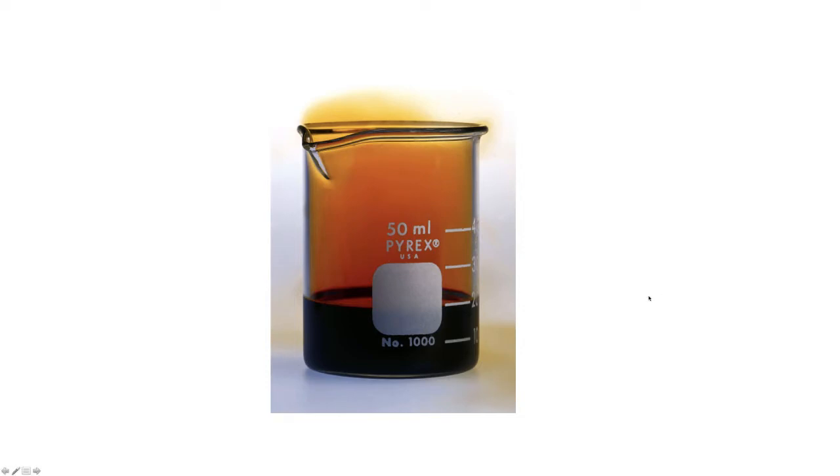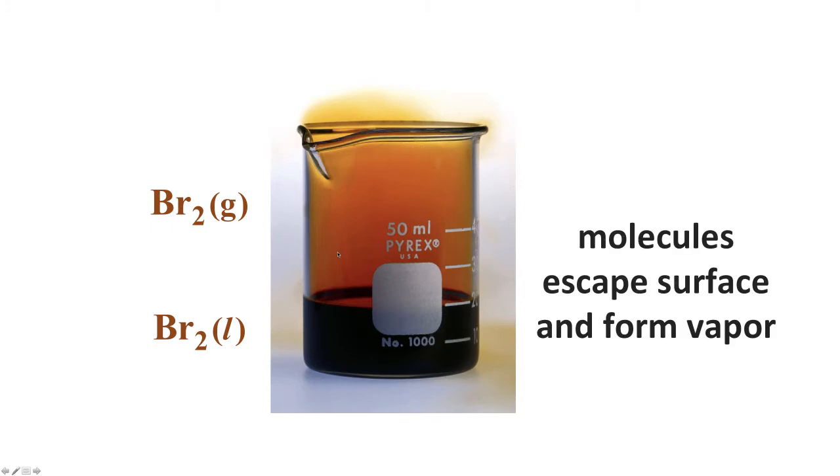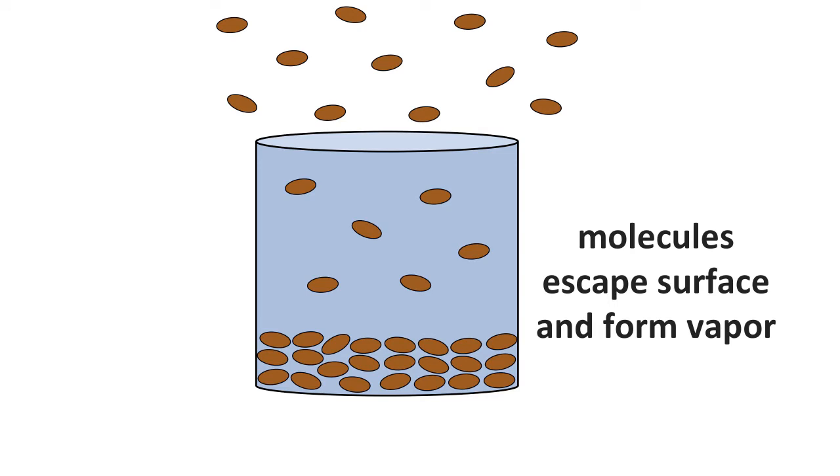Let's start with a container of liquid bromine, and you can see here that some of the liquid bromine is turning into gaseous bromine. What's happening is that molecules escape from the surface and form a vapor. Some of these bromine molecules in the liquid have enough energy to become gaseous bromine molecules. Here's a little schematic showing molecules in the liquid form and molecules in the gaseous form escaping from the surface and forming a vapor.